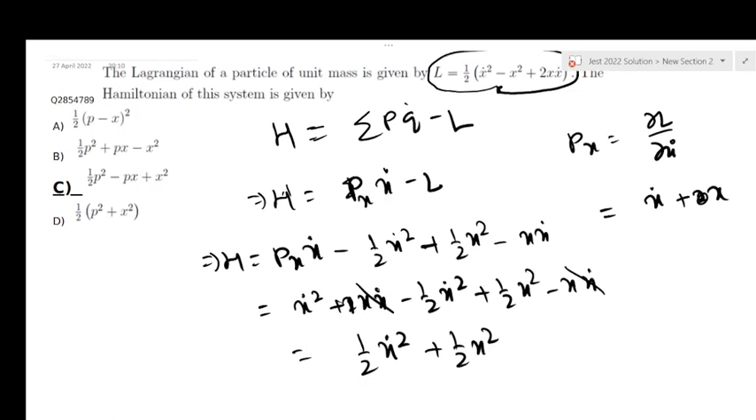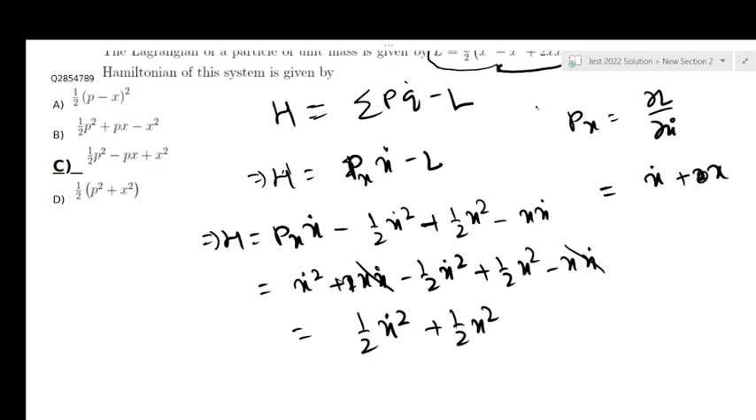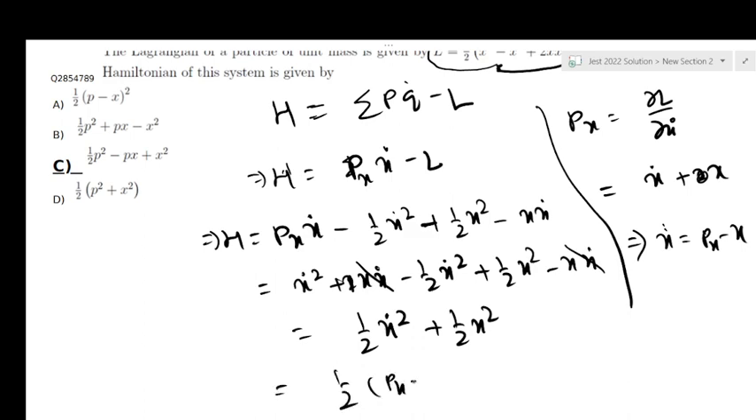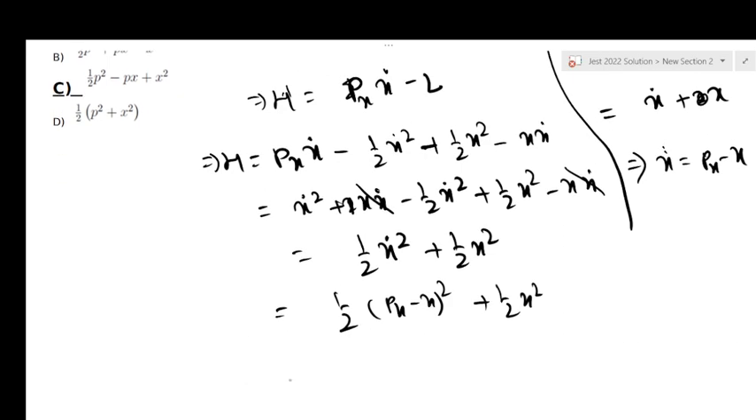So put the value of x dot, because the Hamiltonian is a function of position and momentum only. x dot will be px minus x, so half of px minus x square plus half x square. If we expand this, the terms will be px square by 2 minus px x plus x square, and that is the answer.